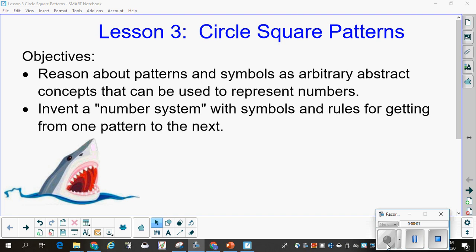Lesson 3, Circle Square Patterns. The objectives of this lesson are for you to learn how to reason about patterns and symbols as arbitrary, abstract concepts that can be used to represent numbers. You're also going to learn how to invent a number system using symbols and rules for getting from one pattern to the next.